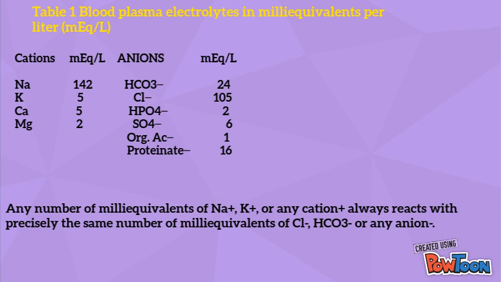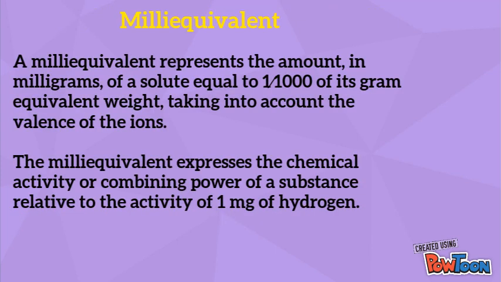Any number of milliequivalents of sodium, potassium, or any cation always reacts with precisely the same number of milliequivalents of chloride, bicarbonate, or any anion. Milliequivalent. A milliequivalent represents the amount in milligrams of a solute equal to one thousandth of its gram equivalent weight, taking into account the balance of the ions.